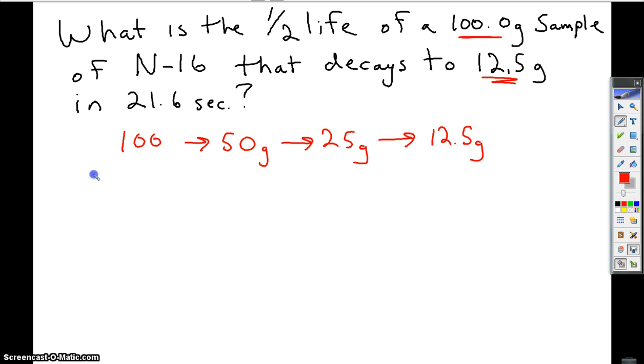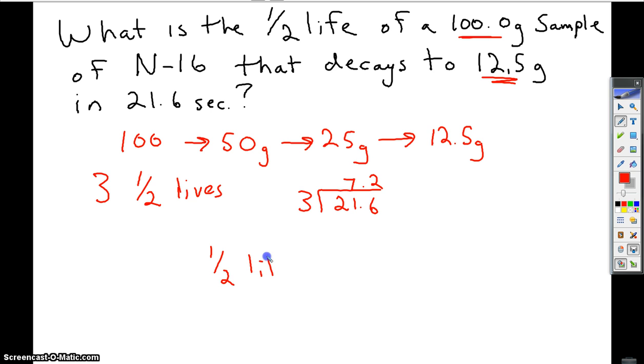So the first thing we need to do is to be able to figure out that there, in fact, have been 3 half-lives that took place. Well, if it took 21.6 seconds for those 3 half-lives to take place, then our half-life must be 7.2 seconds. So this looks to be a highly radioactive compound that decays. The half-life is only 7.2 seconds.